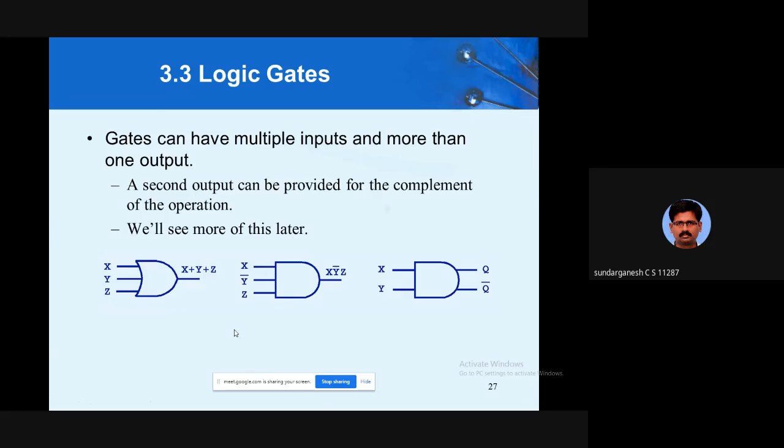For example, a second output can be produced from the complement of the operation. Here with x, y, z, it will give x plus y plus z. If you want y bar, you should give a NOT gate before it, and then the y bar will be replicated in the output. In the output, it has not only Q, it also has Q bar. If you want the complement, you take the complement of the operation also. That is why a second output is provided in the logic gate for the complement of the operation.